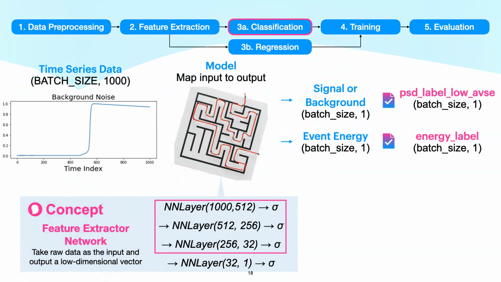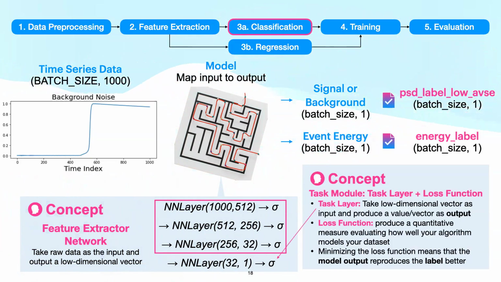The next part I want to talk about is what I call the task module. A task module is what defines what kind of task your neural network can actually do. It contains two parts. One part is the task layer, which is the last layer of my neural network. It takes the 32 dimensional output from my feature extractor network and outputs just a single number, either classification or regression for energy. For the two tasks I want to discuss today, I only need a single output, but of course, there are some cases where you want it to output multiple values.